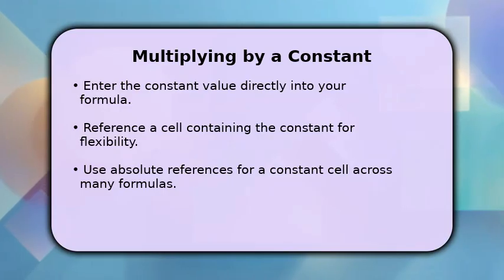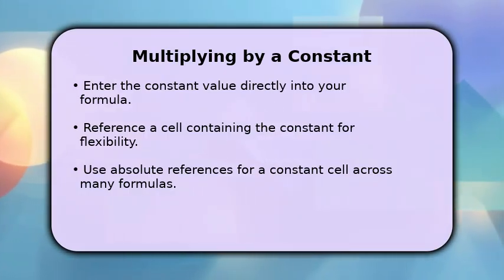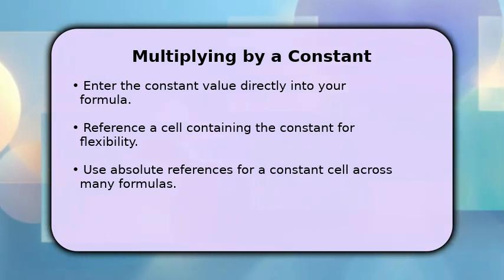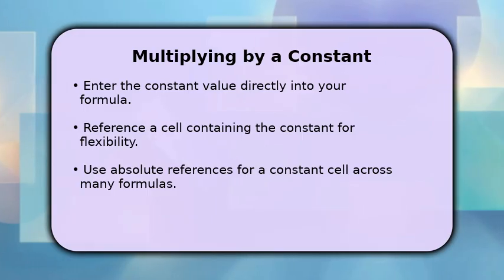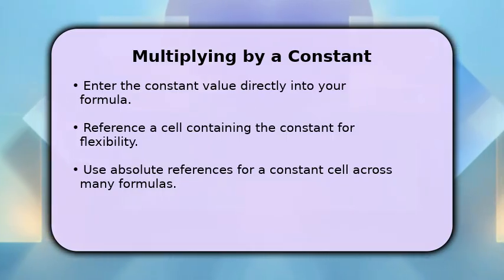Sometimes you need to multiply a series of numbers by a single constant value. You can achieve this by typing the constant number directly into your formula, for example, equals A1 asterisk 5. Alternatively, place the constant in its own cell and reference that cell in your formula. For instance, equals A1 asterisk $B$1. Using an absolute reference, like $B$1, ensures the constant cell remains fixed when you drag the formula to other cells.